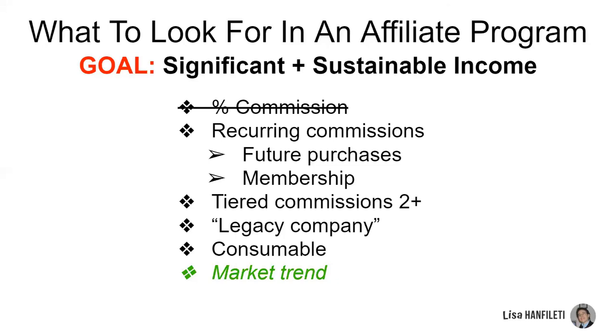They have recurring commissions. They give you commissions on future purchases. They have a membership program, so they also give you commissions on that membership. They have a tiered commission structure of 2 or more levels. They're a legacy company where they want to build a company so big that you can pass it on to other family members. Their products are consumable. Consumable products are a huge win when you find something that people are going to need to purchase over and over again. Then you also want to look at market trend.